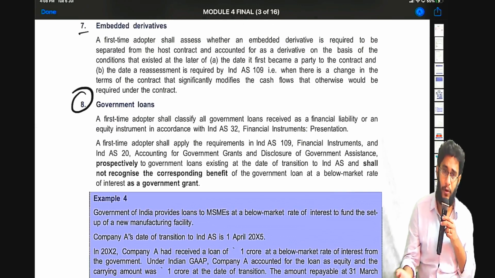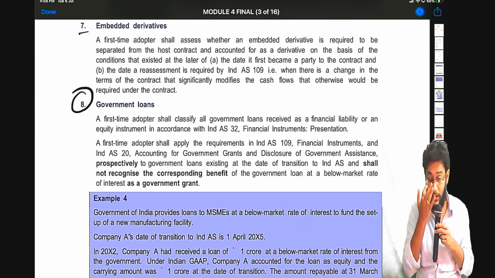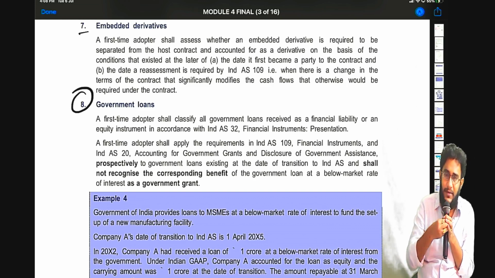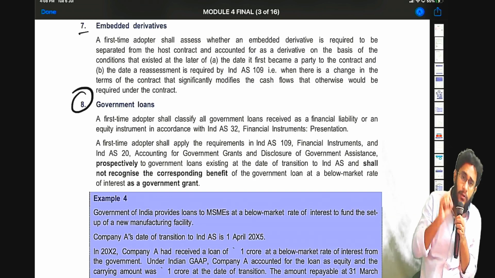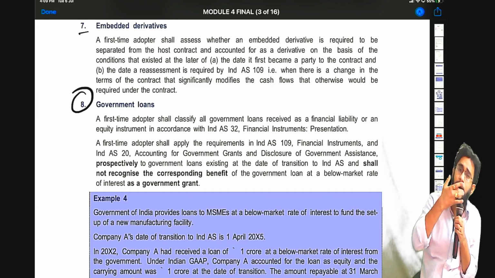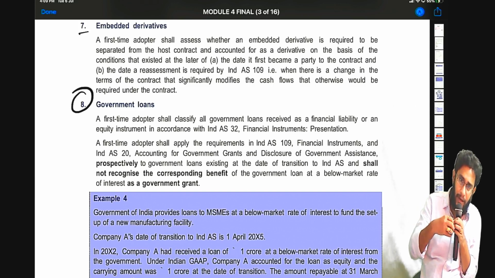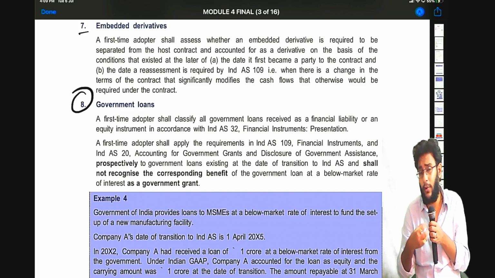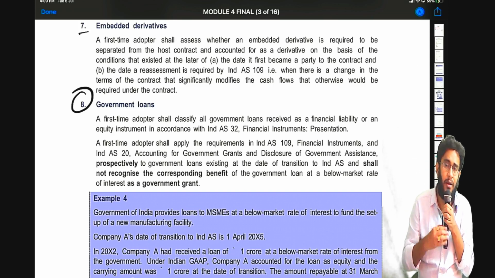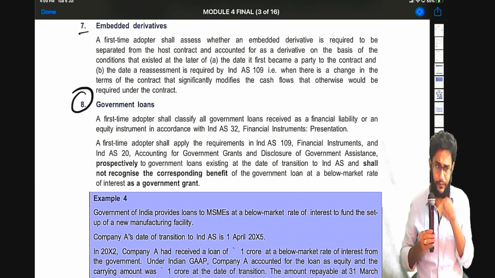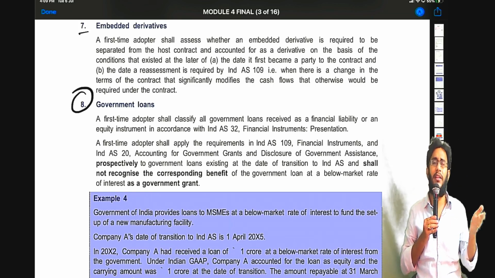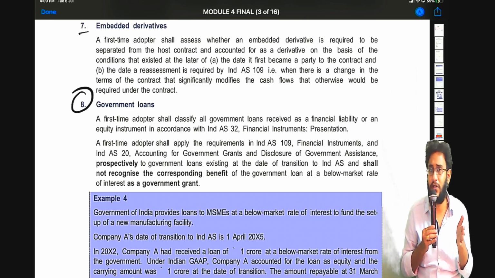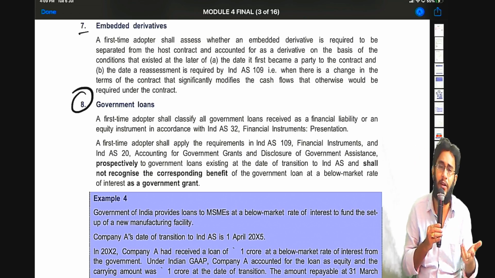Embedded derivatives also same point, sir. Embedded derivatives in Ind-AS 109, what we discussed is, there is a host contract. In a host contract, a derivative element is there. What Ind-AS 109 told us is, on the date of initial recognition only, you must separate this derivative element from the host contract. And this derivative element, what you have separated, that must be accounted as derivative separately. This host contract will be accounted using other principles of Ind-AS 109, depending on whether that host contract is a financial asset, financial liability, or a contract to buy or sell a non-financial asset at a future date.